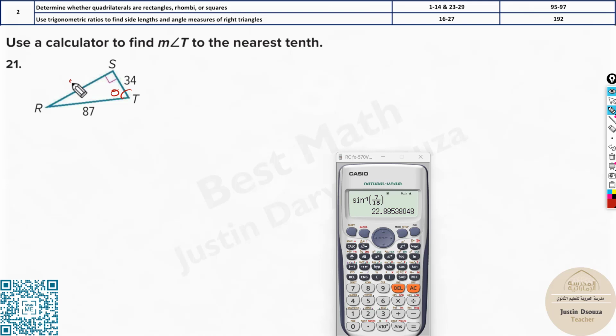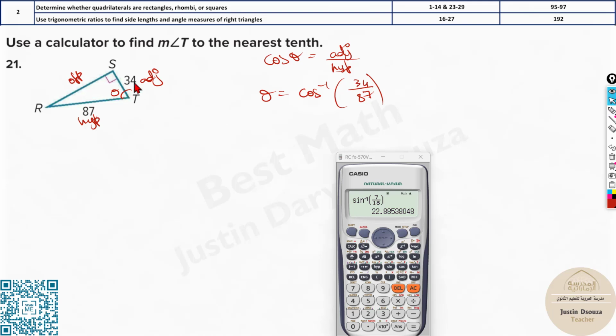T is theta, opposite is unknown, hypotenuse is known, and this is adjacent, that is also known. So hypotenuse and adjacent is given by cosine theta. Whenever your hypotenuse is involved, it's either sine or cosine. If it's adjacent, it's sine or cosine. If there is no hypotenuse, then it has to be tan. Now here, cosine theta is adjacent by hypotenuse. So theta will be equal to cos inverse of adjacent, which is given as 34 by 87.